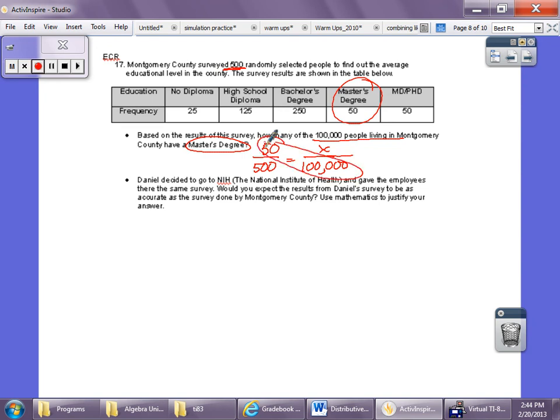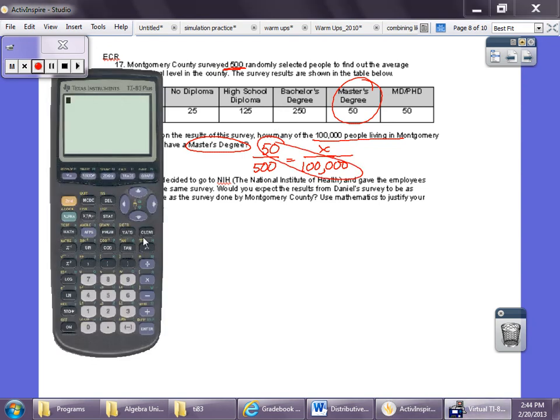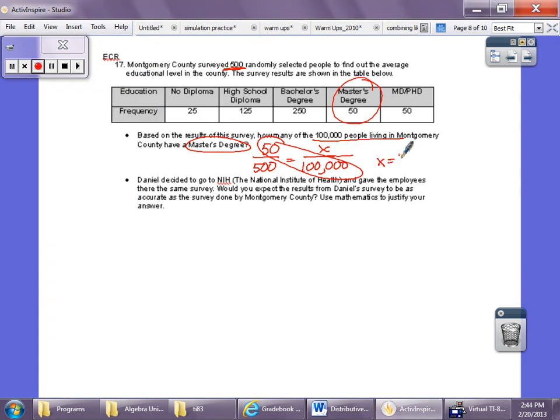So we do 50 times 100,000. We get 5 million, and then we divide by 500, and we get 10,000. So X equals 10,000 people. So 10,000 people have a master's degree.